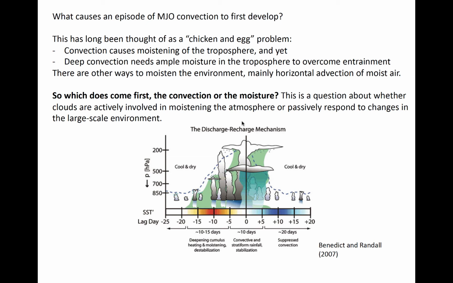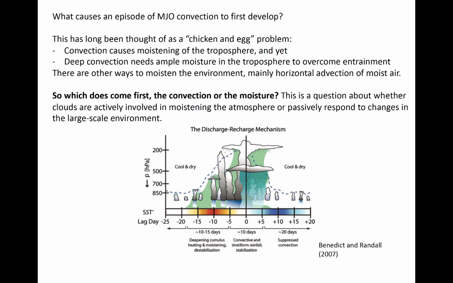When averaged over many MJO events, this slow buildup of moisture and convection can occur over a 2 to 3 week long period, over which the SST tends to increase at first while convection is generally suppressed, although observations indicate that this process often happens much more quickly.